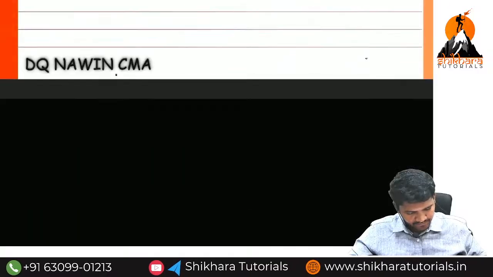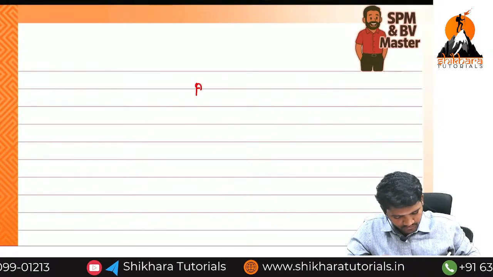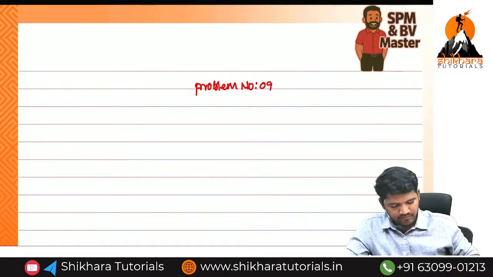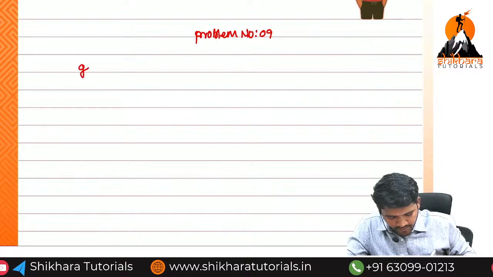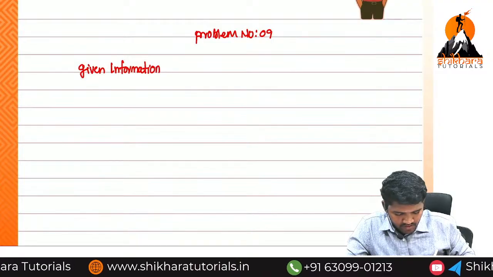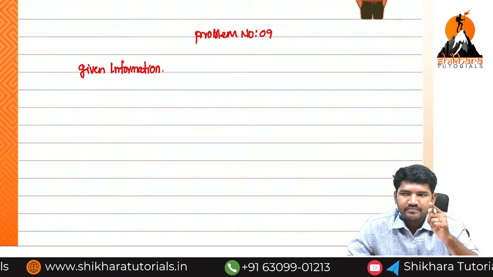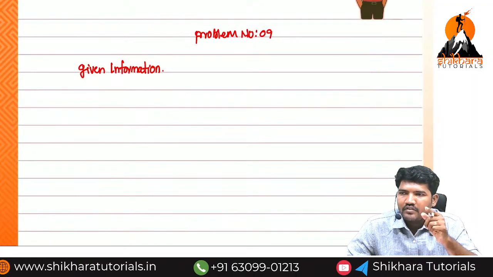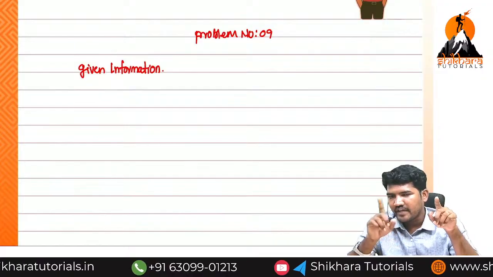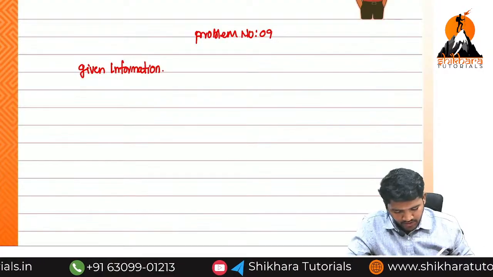What's the problem number? Problem number 9. Write down the given information first. In the intro class only I said, in valuation, first go and check the requirement. If you understand the requirement, then procure the values from the information. Before that procurement and requirement, you have to write down the formula. You can get easy answers. Now, given information, please.